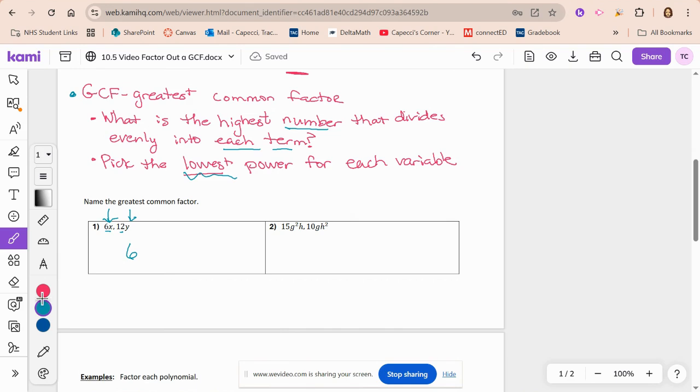Let's look at our second example. We have two terms. Let's look at our 15 and our 10. Our greatest common factor there is 5. 5 goes into both of those terms. Now we have g to the second and g to the first. Again, we're going to take the lowest power, so it's going to be g to the first. Then we look at h. We have h to the first and h to the second. Again, we take the lowest power, which happens to be h to the first power.